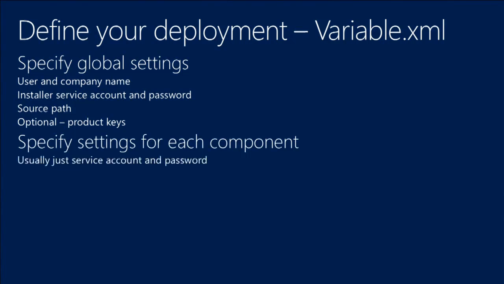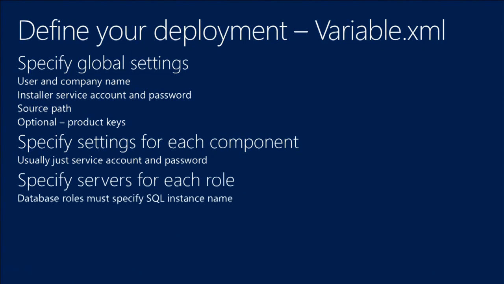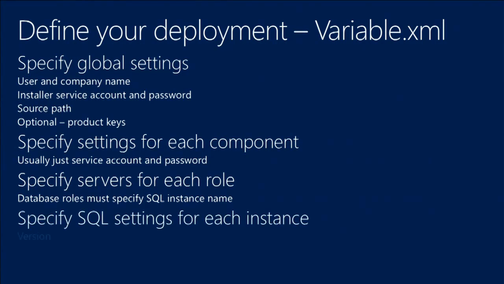Then there's some settings that you have to specify for each component. Typically, it's just the service account and password. But in the sample file, the sample variable, the component section, if there's anything else that's needed, it's listed in there. You just edit it. Then you specify which servers each role is going to be installed on. If it's a database role, you have to say what the SQL instance is, and then for each one of those SQL instances, specify a couple of additional settings. That's really all you have to do.